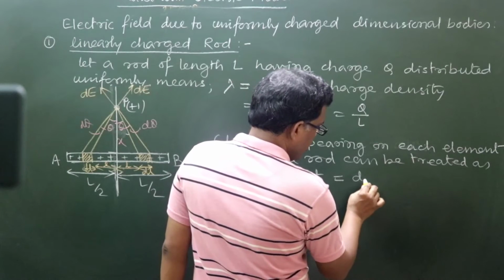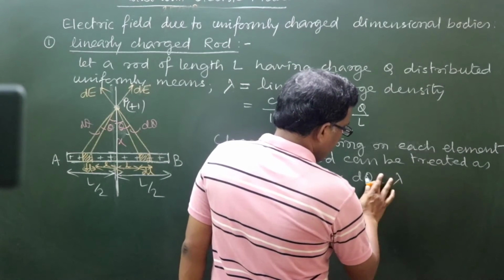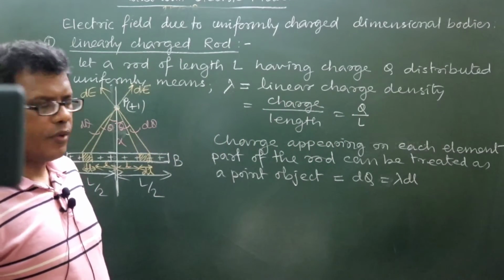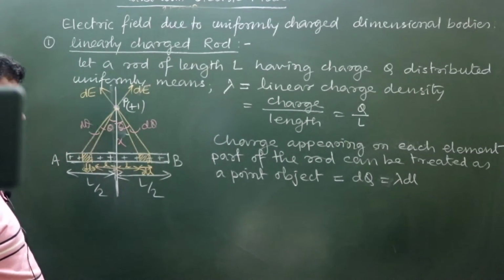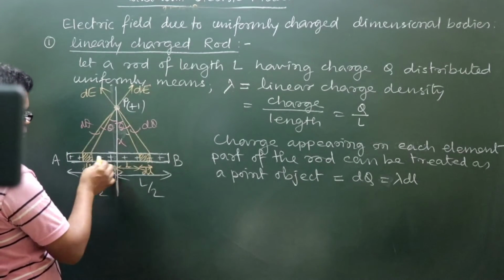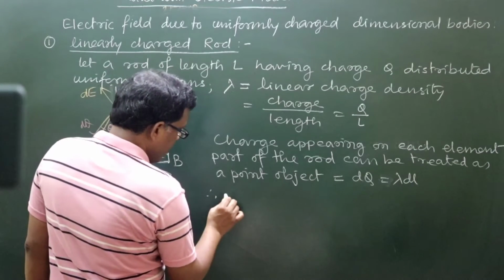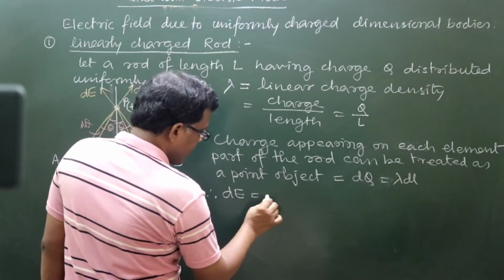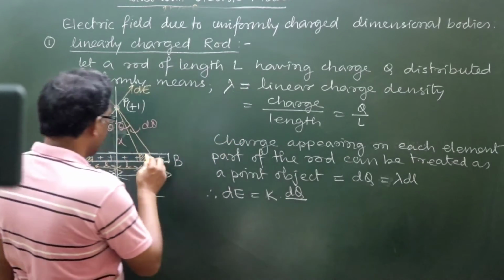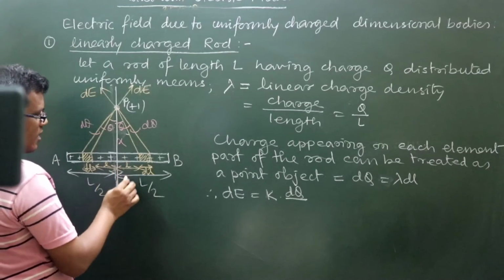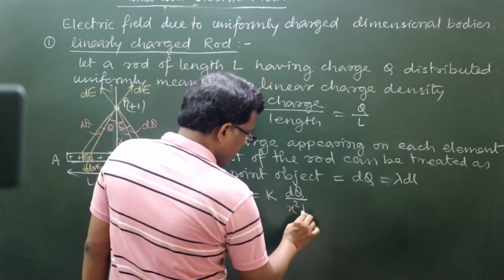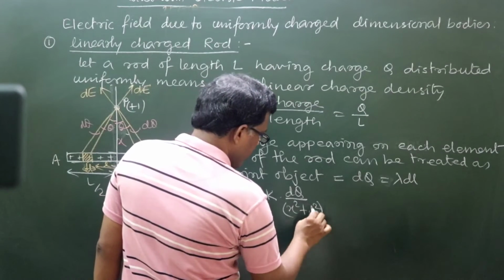That is equal to dq. So that can be written lambda into dl, lambda being the charge appearing on every unit length, so dq will be lambda dl. Therefore this dE expression, due to the charges appearing on this dl element, that dE can be written k into dq by square of this distance. This is x, this is small l. So square of the distance I can write down: it is x square plus small l square. Got it?